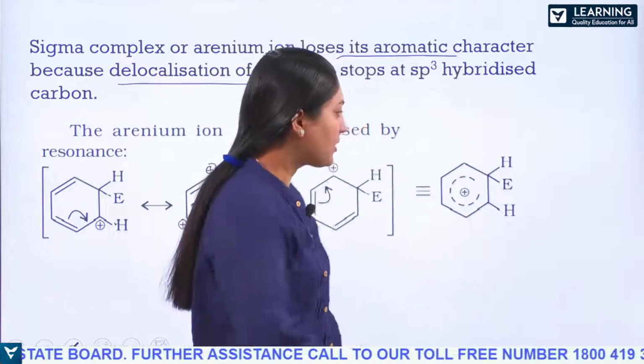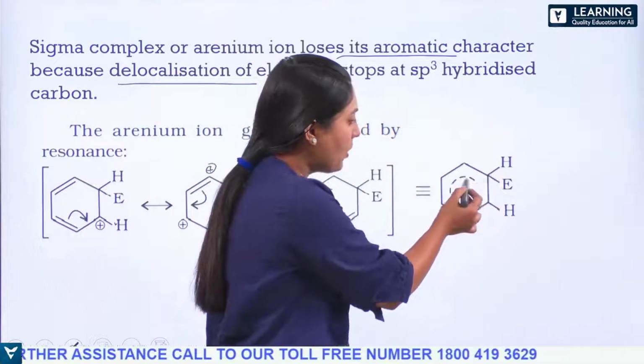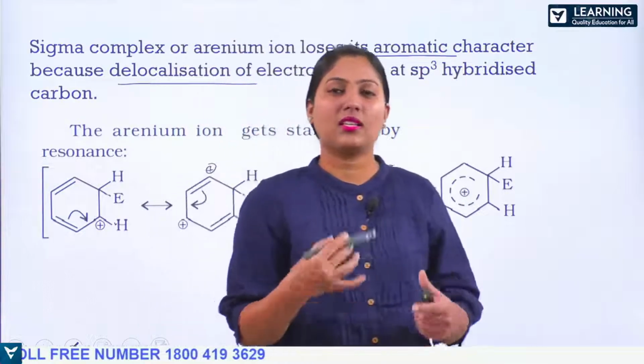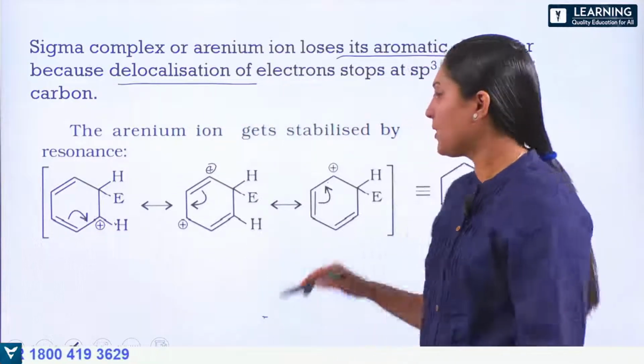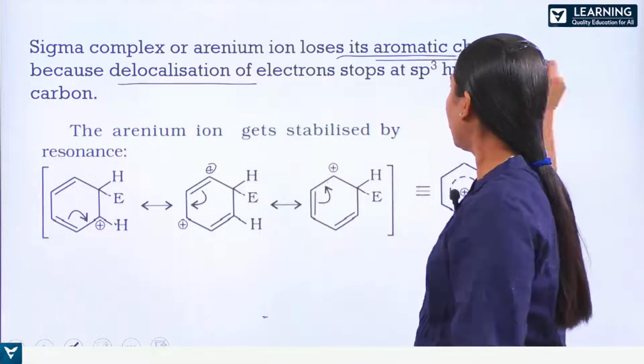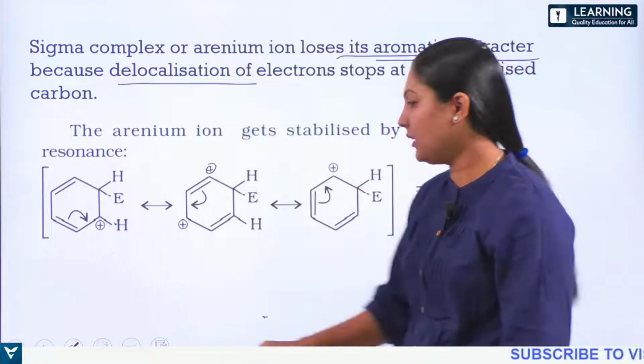You can see this is not taking place for this carbon atom. Only with these 5 carbon atoms the resonance takes place, delocalization takes place. So what happens is that it loses the aromatic character. Got it?